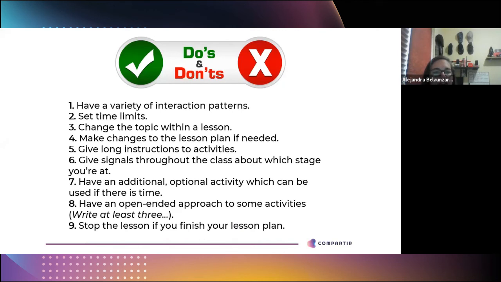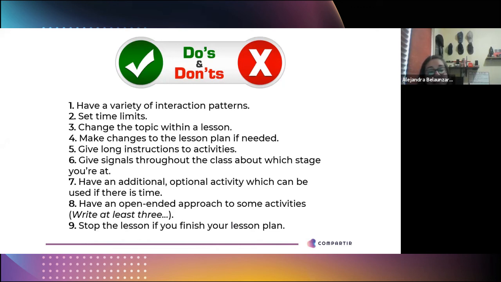Have a variety of interaction patterns. Do you think that's something that you should do? Yes. Set time limits. Definitely, okay? It's important to set time limits. Then change the topic within a lesson. No, okay? Definitely, it's not a good idea to change the topic within a lesson. Make changes to the lesson plan if needed.